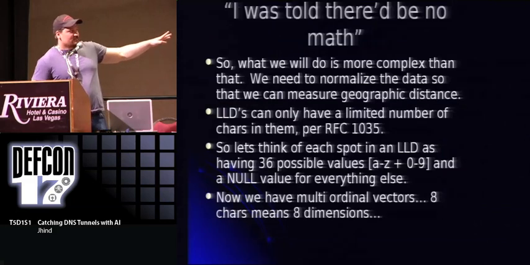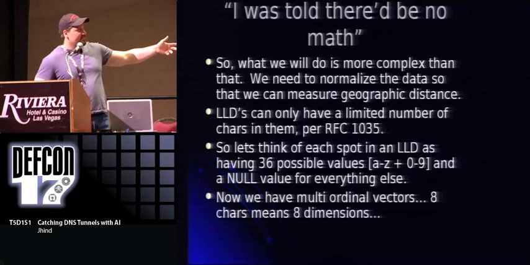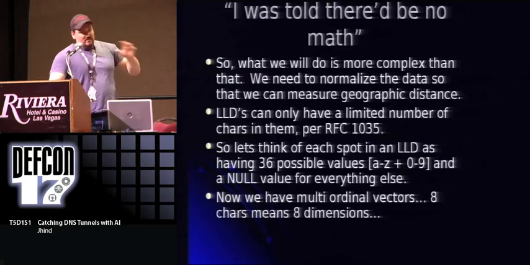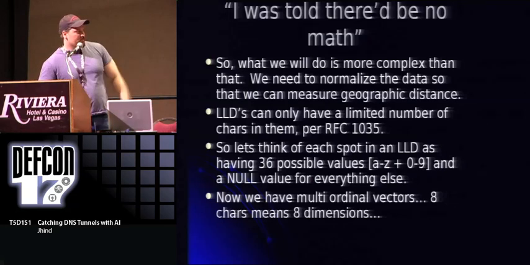Okay. So LLDs can only have a limited number of characters anyway. So says the RFC, right? Everybody follows RFCs, or most people try. So that really breaks it down to about 36 possible values, right? A through Z, 0 through 9, null, and then a few oddball characters. I'm actually throwing all the oddball characters out because I don't need them. And we're actually going to do some multi-ordinal vector math.